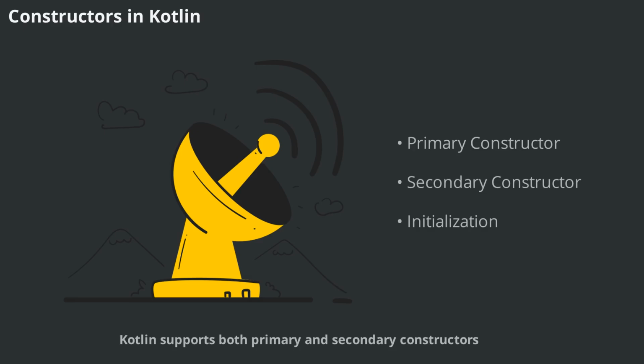Kotlin supports both primary and secondary constructors. The primary constructor is defined in the class header and is used for initializing properties. Secondary constructors provide alternative ways to create objects and must delegate to the primary constructor. This flexibility is useful for different initialization scenarios. Interviewers may ask you to demonstrate or explain constructor usage.